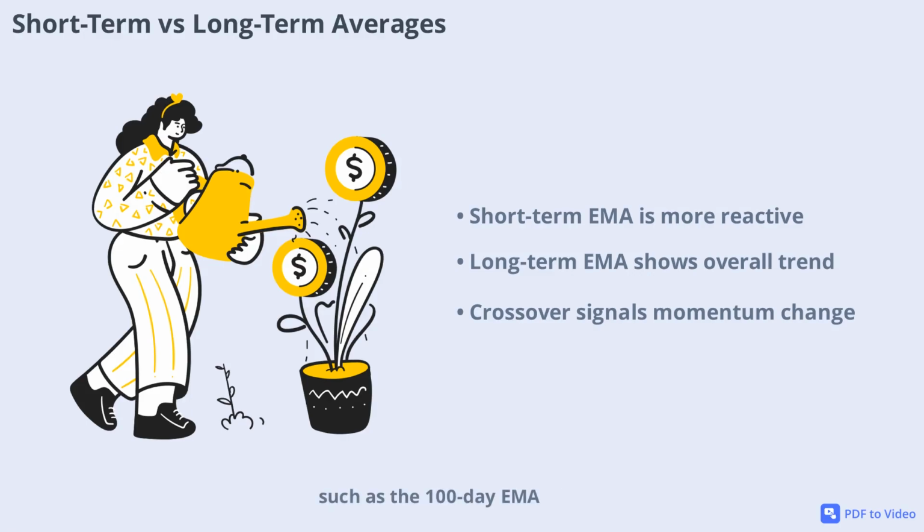The death crossover relies on comparing two key moving averages: the short-term, like the 50-day EMA, and the long-term, such as the 100-day EMA. The short-term average reacts quickly to recent price changes, while the long-term average smooths out fluctuations over a longer period. When the short-term average falls below the long-term, it's a clear sign that recent momentum is fading, and a new trend may be emerging. This interplay between averages is at the heart of the death crossover pattern.